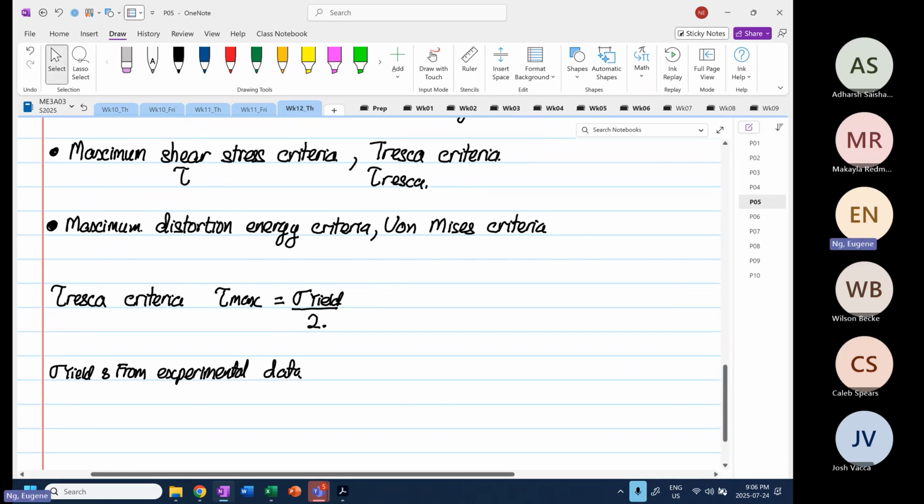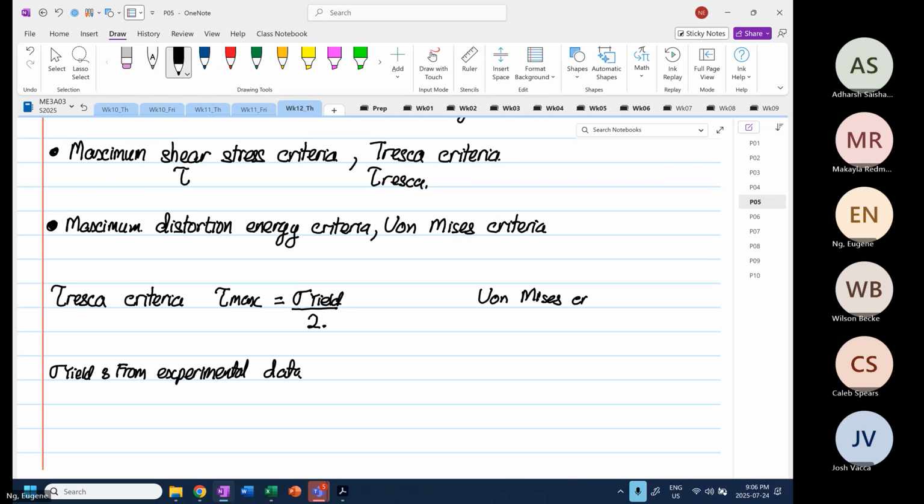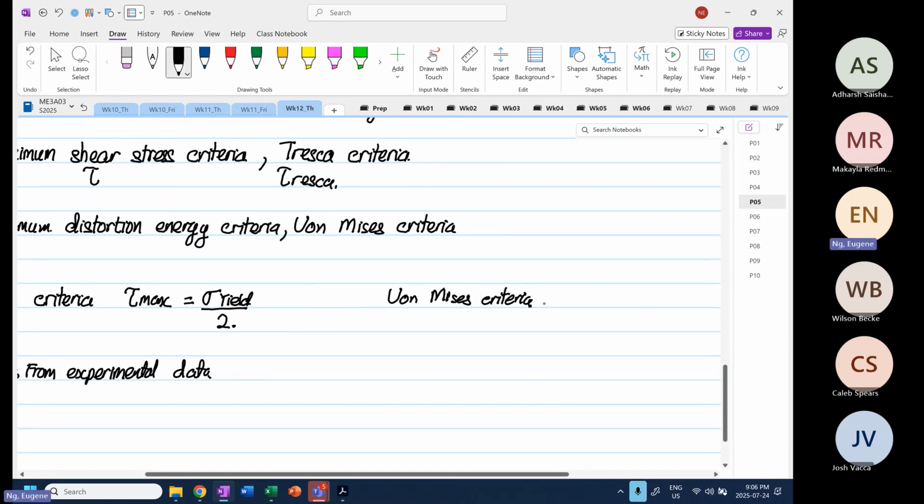And if we look at the von Mises criteria, they are different. On the von Mises criteria, tau max will be equal to the square root of stress yield squared minus the average stress squared, and the whole thing divided by 3 and surrounded by a square root.